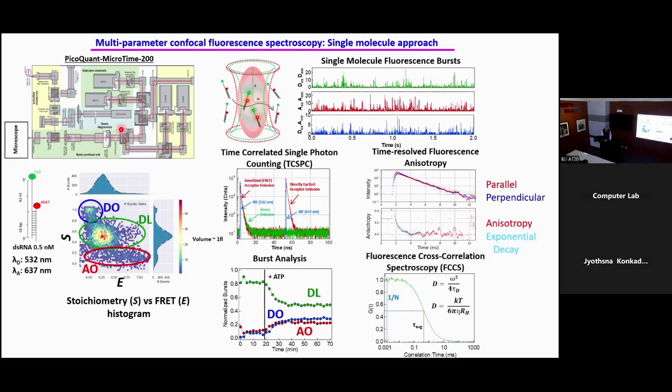And this is a polarizing prism, and there are four photon detectors. So we're getting both parallel or vertical and horizontal photon emission. And then there are two dichroic mirrors, one here and one here, that separate out the donor and acceptor emission. So we're getting these four signals, and one of the advantages of that is that we can get both parallel and perpendicular.